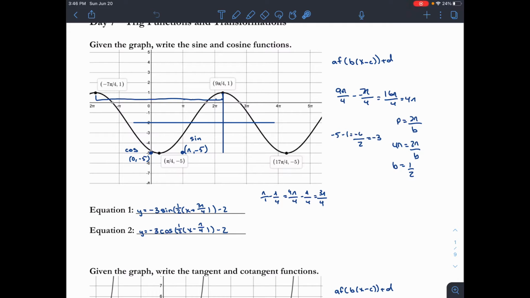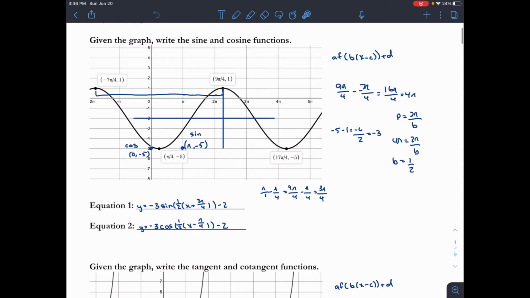We have the sine and cosine function here. We get b by doing this, the period, the frequency and stuff. So we have the equation p equals 2 pi over b. So we put 4 pi equals 2 pi over b. We got the 4 pi by doing, from here to here is 4 pi. So from -2 pi to 2 pi, the difference is 4 pi.